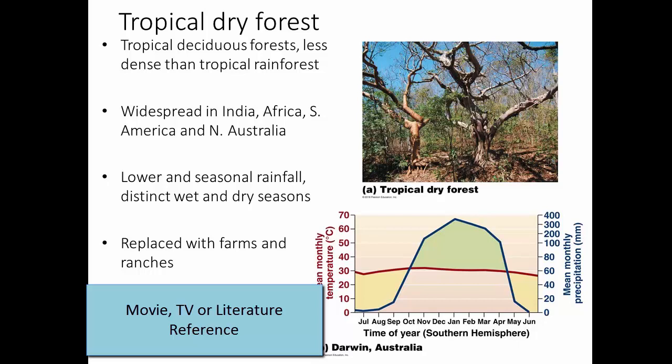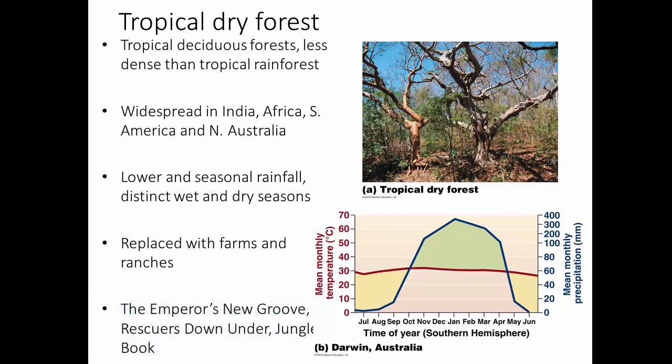Like the tropical rainforest, much of this biome has been deforested and replaced with farms. This one is a little tricky to think of a movie or TV reference. Possible options would be The Emperor's New Groove, Rescuers Down Under, and Jungle Book.